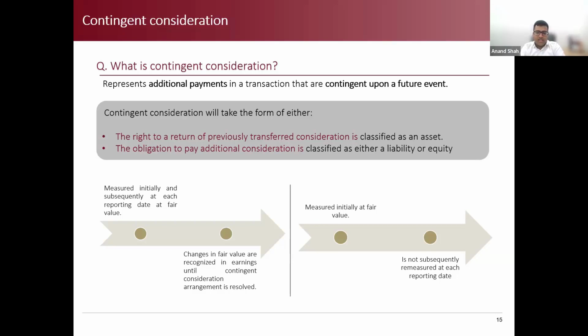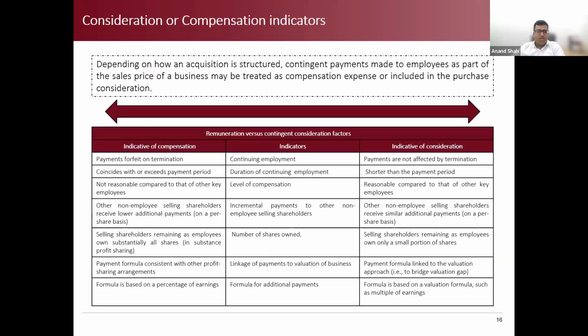So, if you read Ind AS 103, it clearly says that any kind of expenses which benefit the post-transaction entity is always a profit and loss item. This just lists down the indications for how you decide whether it's compensation or consideration. I kind of summed up what this says.